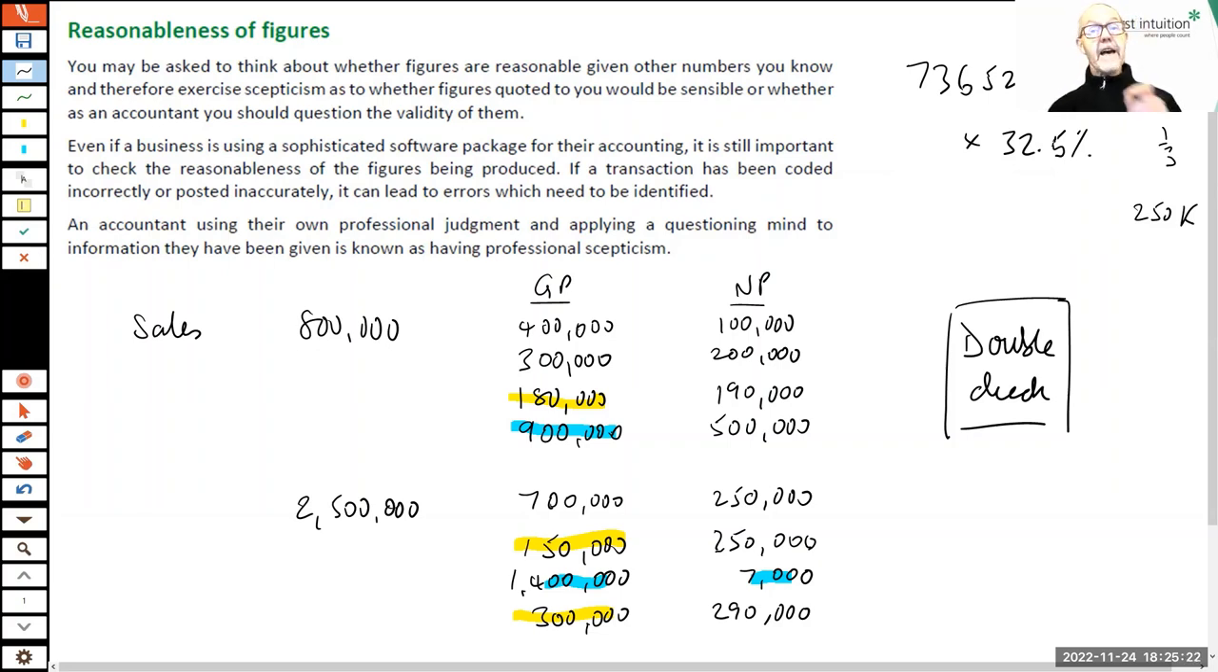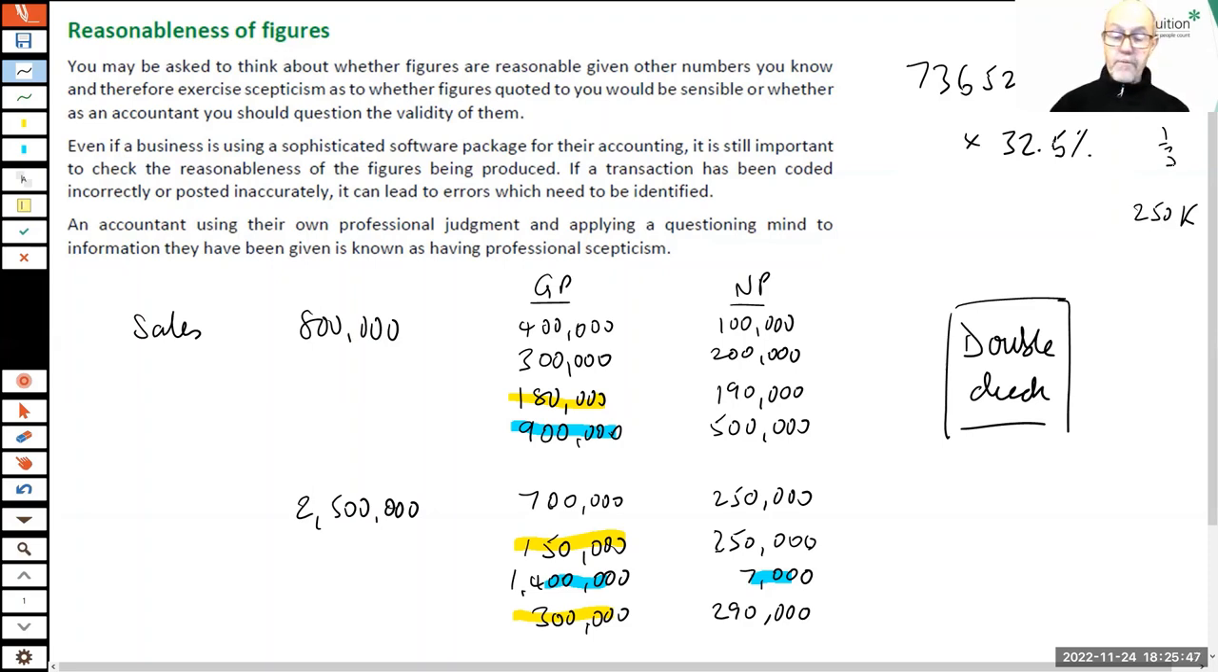Whoa. And yet, I kid you not, I've seen plenty. I was an examiner at one time for one of the bodies, and I've seen exam papers come in with answers like 32.5% of 736,000 is £2.394 million. So about 750-ish, about a third. So about 250 we're looking for.